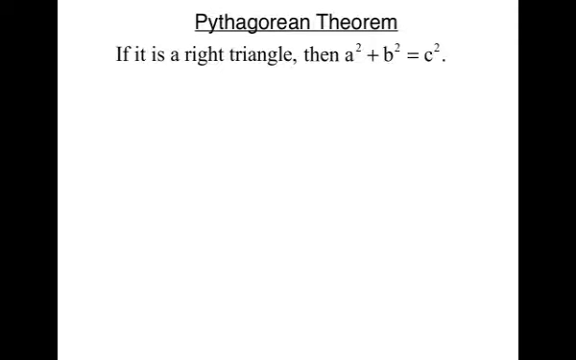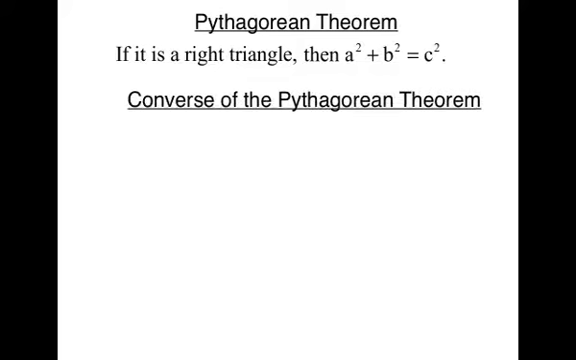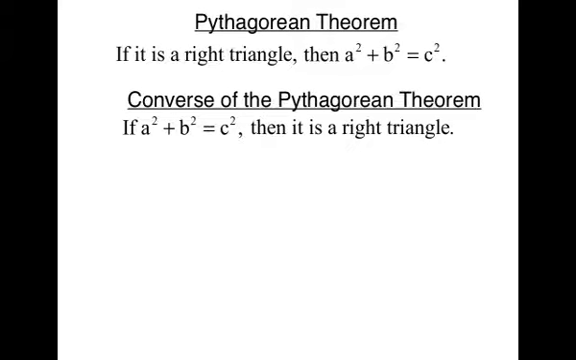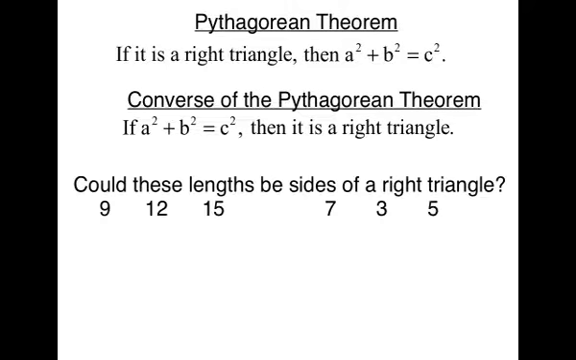Now, remember, if it's a right triangle, if a squared plus b squared equals c squared, the converse, or kind of going backwards of the Pythagorean theorem, if a squared plus b squared equals c squared, then it's a right triangle. So if you want to figure out if a triangle is a right triangle or not, if you plug in the sides, then square them, then it should work. So let me give you an example.